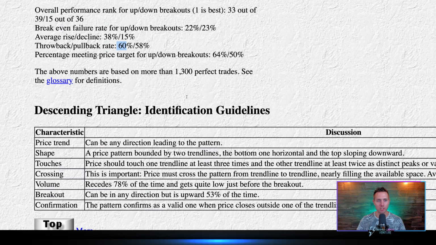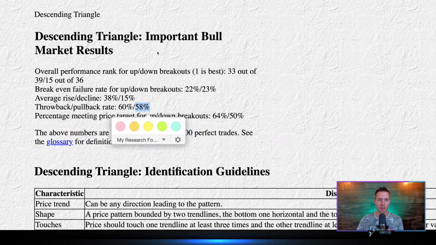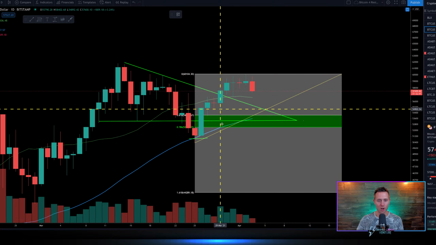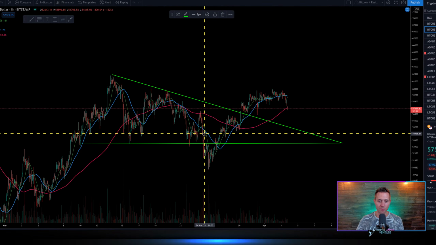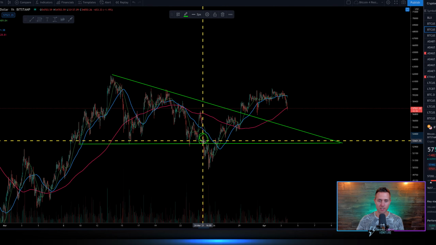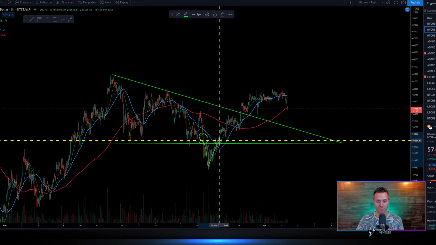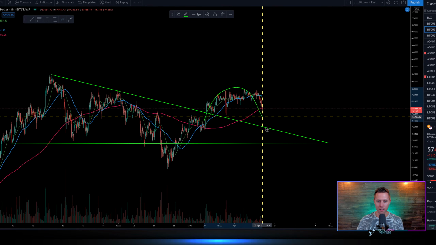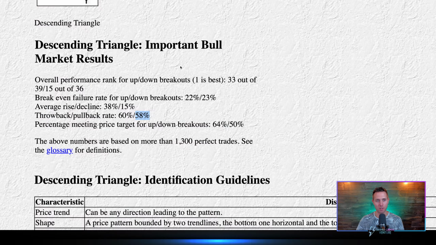And I use this data all the time. It's so consistent. Pullback rates of descending triangles in bull markets, 58% of the time pullback rate. So if we're looking at this chart, and this is why we talk about it and we get ready for it, right back here is potential break to the downside and pullback because they happen often. Now to the upside, throwbacks happen, meaning moves to the downside, to the upper trend line. Now those happen based off of this data 60% of the time.